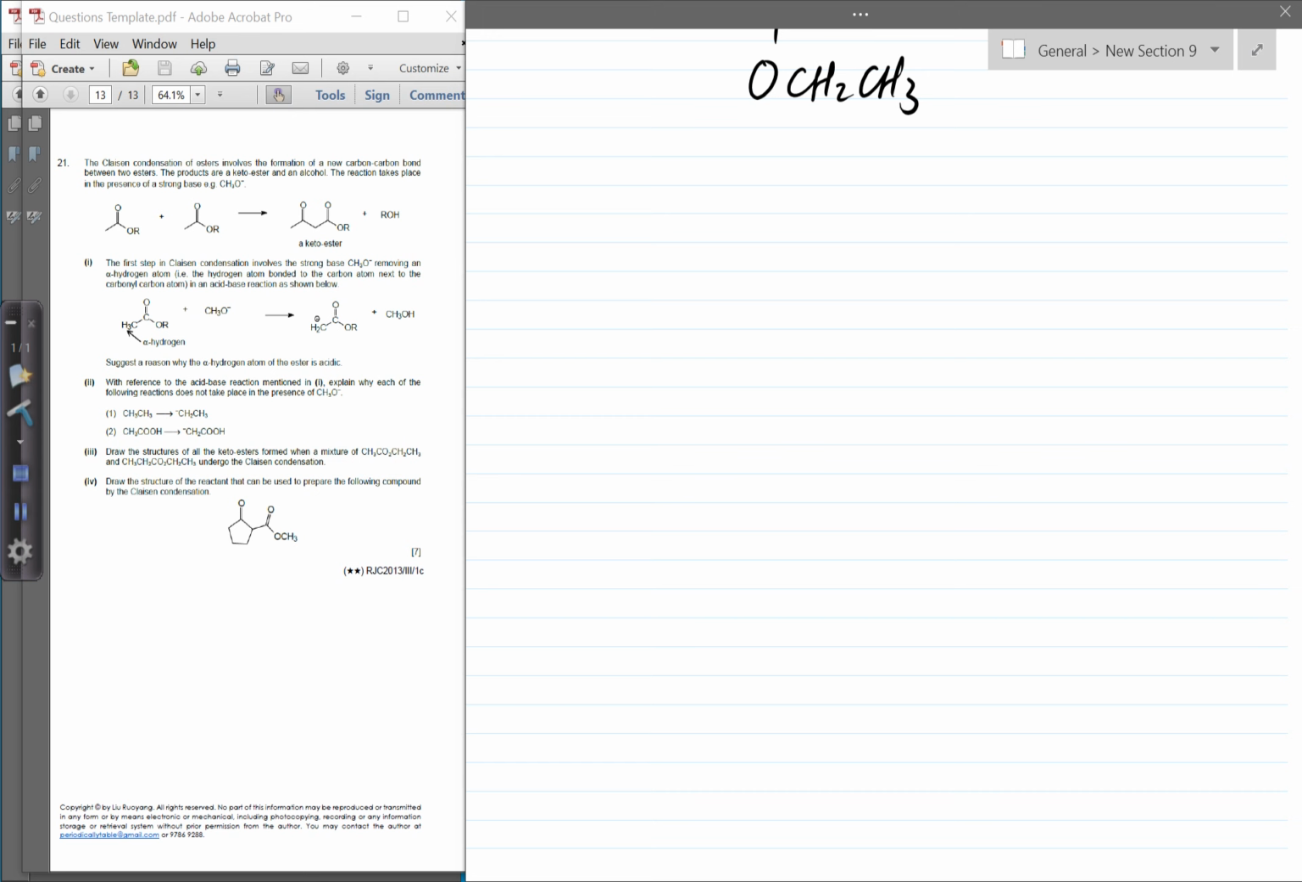Do you realize that part 1 is the same? Right, same question, right? Why is it acidic? So again, same thing. This one no need to go through. So you can just do step 2, right? Do question 2.